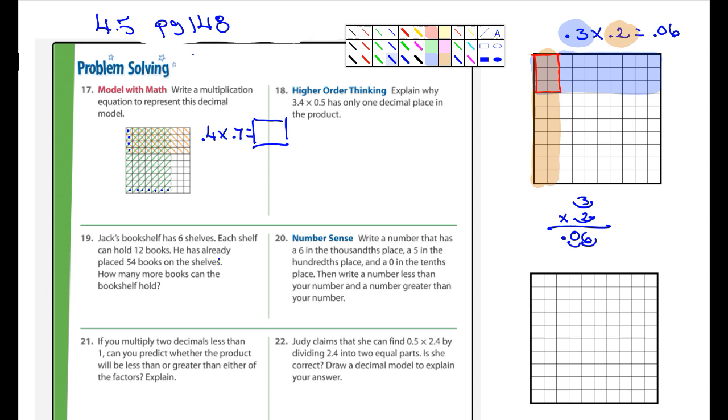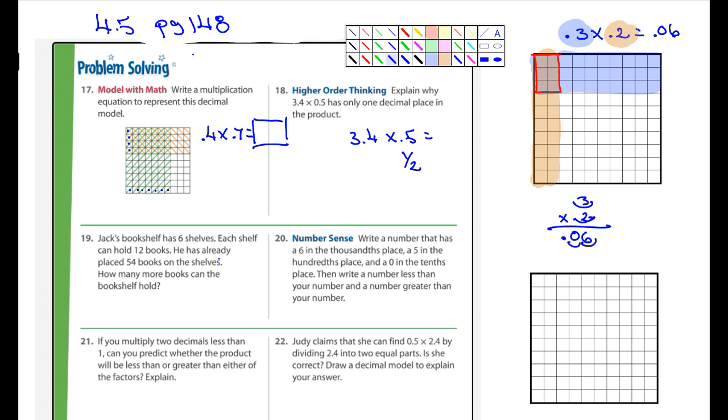Number 18, higher order think and explain why 3.4 and 0.5 have only 1 decimal place in the product. Well, first off, what's the product? In other words, what's the answer? What's 3.4 times 0.5? What's another way of looking at 0.5? What is 0.5 in a fraction? Well, 0.5 is the same thing as 1/2. So what's half of 3.4?